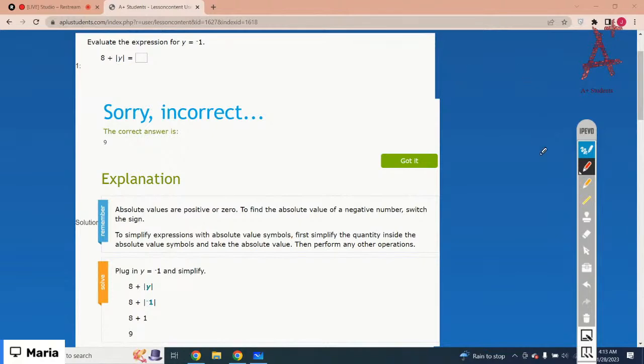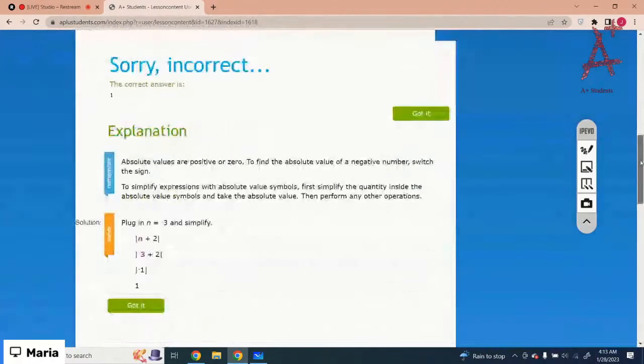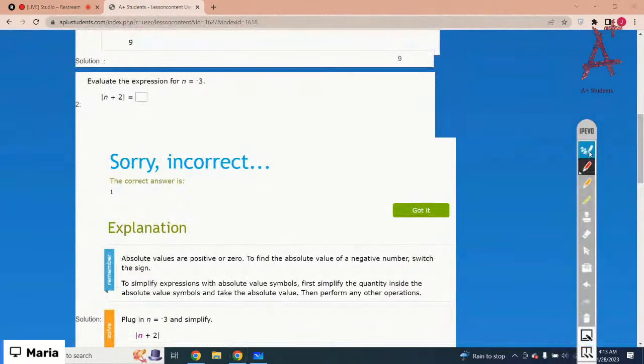Okay, the next one is, evaluate the value of the absolute value of n plus 2. You are given that n equals -3. Just replace the variable with the value. It would be -3 plus 2. When you evaluate, -3 plus 2 is -1. That means you have to evaluate the absolute value of -1. Absolute values are all the values that are positive or 0. You don't have any negative value in the absolute value. So the absolute value of -1 is 1.